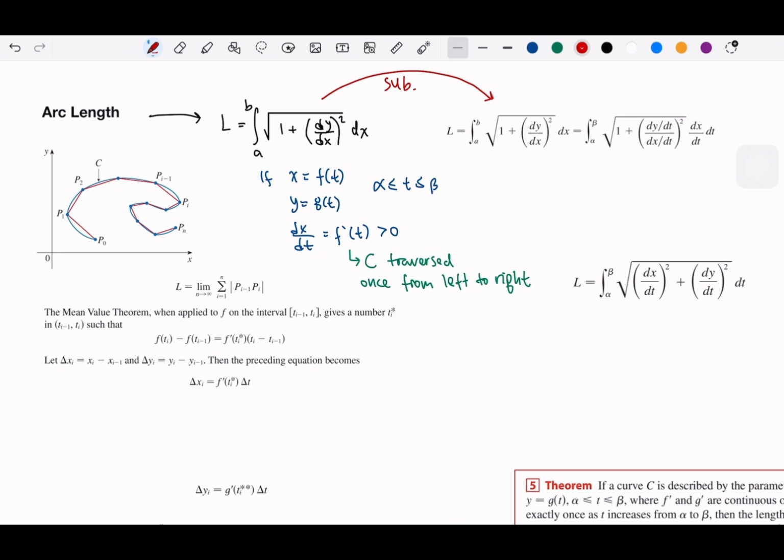Take this substitute and then use the chain rule formula. And then we simplify, okay? We simplify, and then we get the L is this, okay? And remember that dx/dt should be positive, okay? So we ignore the negative one, okay? So that's why we can simplify into this L formula.